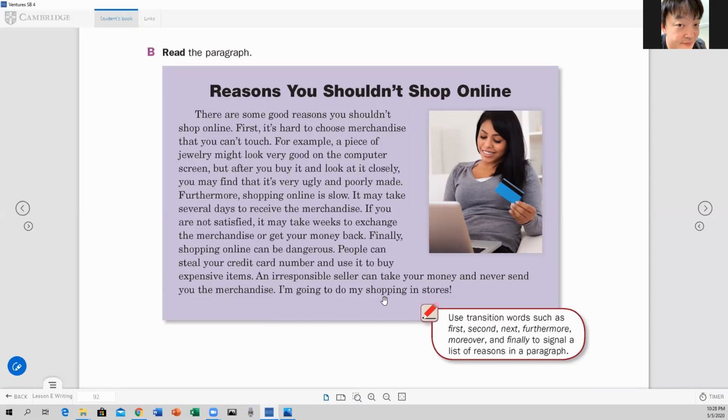Reasons you shouldn't shop online. There are some good reasons you shouldn't shop online. First, it's hard to choose merchandise that you can't touch. For example, a piece of jewelry might look very good on the computer screen, but after you buy it and look at it closely, you may find that it's very ugly and poorly made.